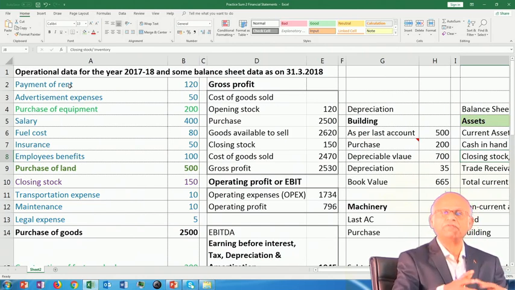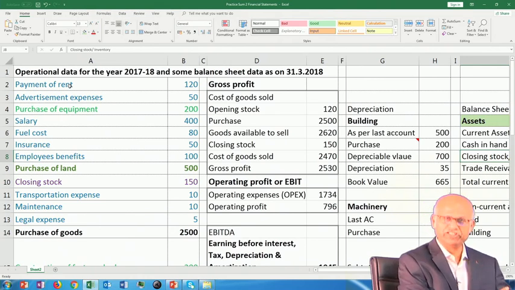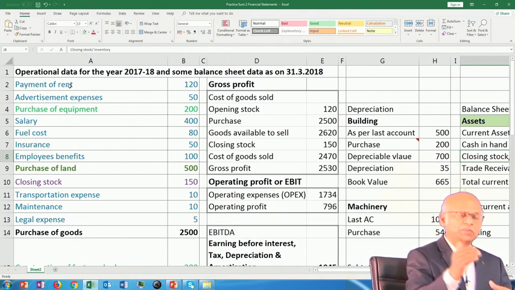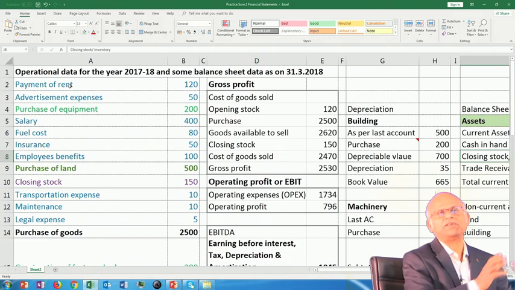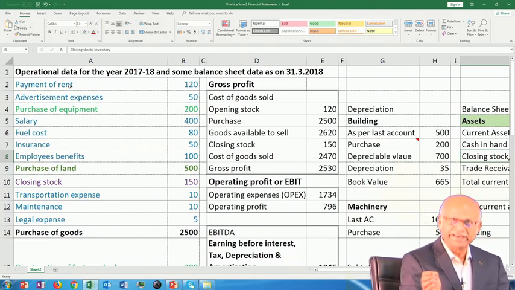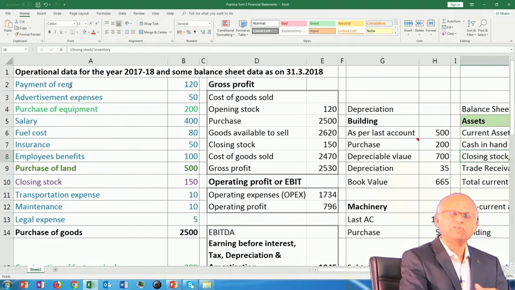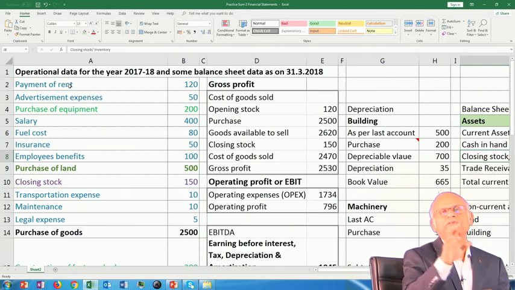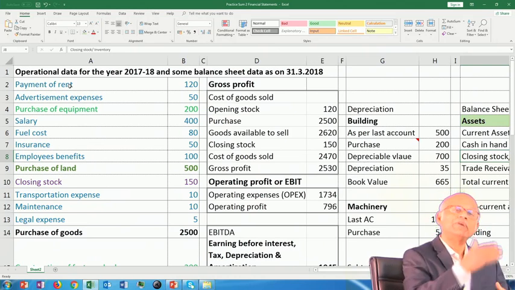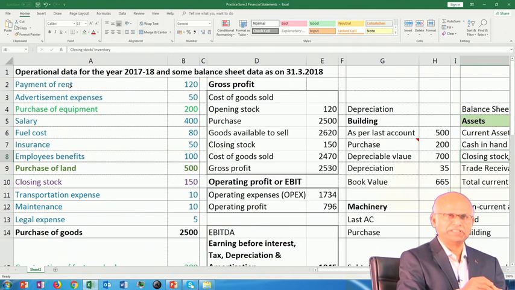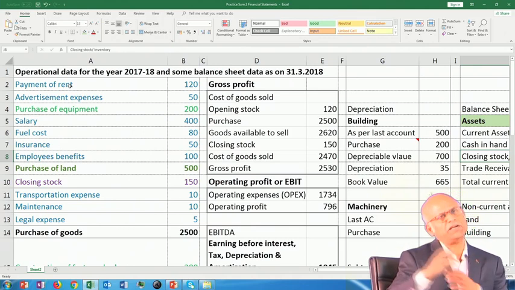In a physical format, these data are maintained in the form of ledgers. So, suppose payment of rent, there will be a ledger of rent, and during the year, whenever you paid rent, you have inserted an entry in the rent ledger, and at the end of the year, you make a sum total of that, you get payment of rent during the year. Likewise, payment of advertisement expenses during the year. So, all the expenses, there will be a separate ledger.